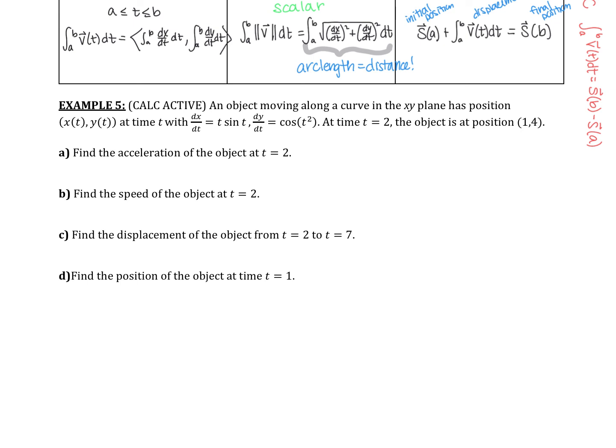So if you try this, we know that acceleration at time t equals 2 is equal to the derivative of the velocity at time t equals 2. And so if I am going to substitute this in, what I'm going to be doing is taking the derivative of the velocity. Let me rewrite the velocity up here: t sine t, cosine t squared. I'm going to be taking the derivative of the velocity and then substituting in t equals 2.